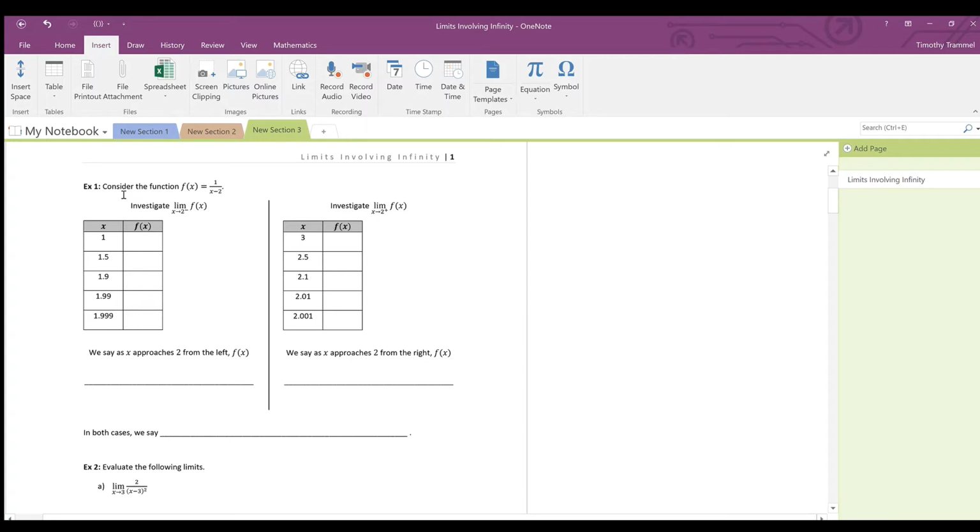Today we're going to start looking at limits that involve infinity, and we're going to start off by actually doing an example numerically. We're going to look at what happens as x gets close to 2 for this function f of x equals 1 over x minus 2. And so we're going to switch over to our calculator real quick so we can compute all of these outputs.